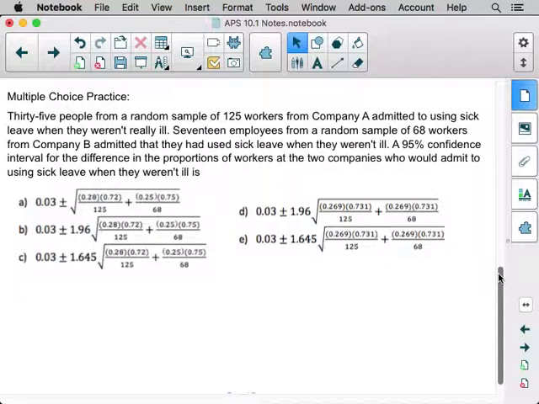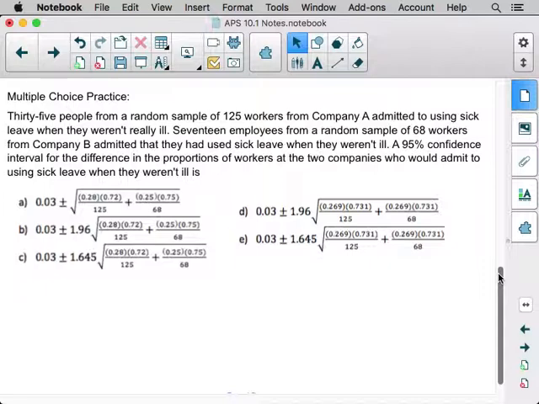You're welcome. All right, so when this pops up as multiple choice, we need to be familiar with even more of this page now. So 35 people from a random sample of 125 workers in Company A admitted using sick days when they weren't really ill. 17 employees from a random sample of 68 workers from Company B admitted that they had used sick leave when they weren't ill. A 95% confidence interval for the difference in proportions of workers at the 2 companies who admit to using sick leave when they weren't ill is boom.